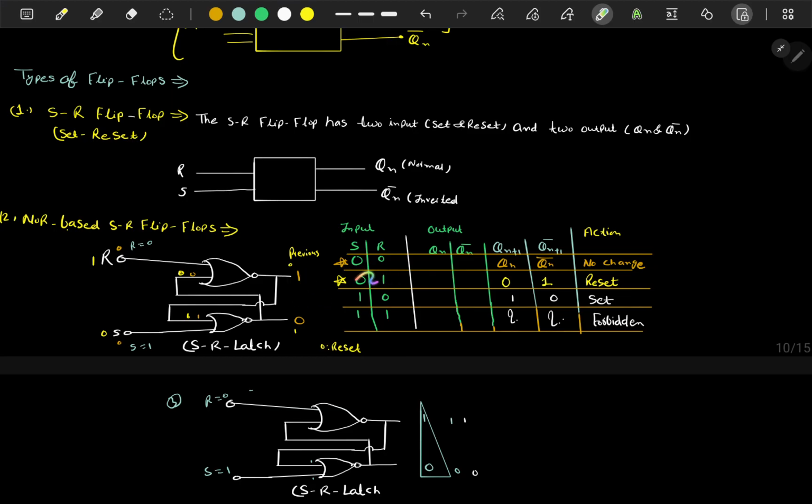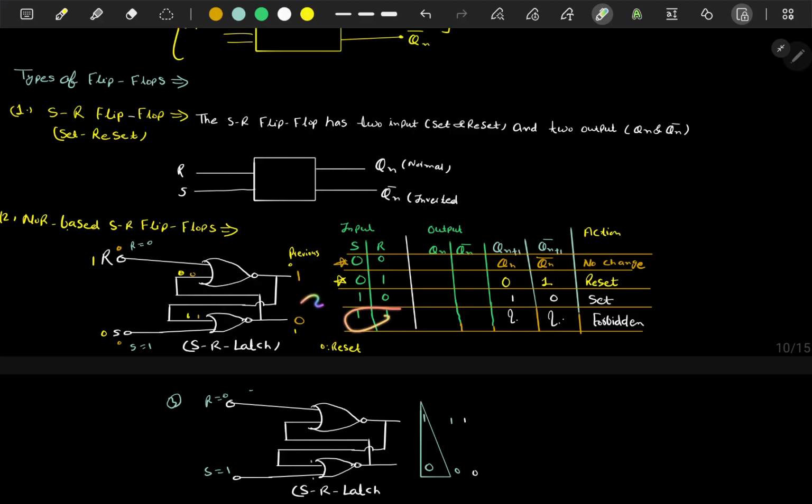But in this condition, set is 0 and reset is 1. Suppose we have the previous output 0 and 1. So 0 plus 0, bar, gives 1. And from here 1, so 1 plus 1, bar, equals 0. So what is it doing? It is giving us 0 and 1. It means it is resetting back to its previous form. So if the previous outputs are 0 1 and there is a reset condition, that will give the same result as before. But if there is set 1 and reset 0, it will give the same condition as before, 1 and 0.